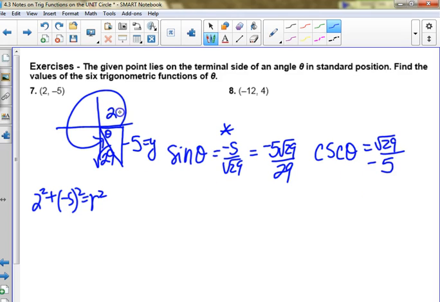Okay, in this quadrant, what should be happening for signs? All students take calculus. The only one that should turn out positive is the cosine and its reciprocal. So cosine is adjacent over hypotenuse, or 2 over square root of 29, which is 2 square roots of 29 over 29. I don't know what just happened.